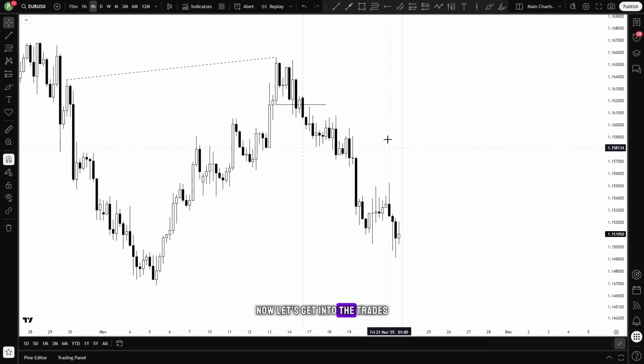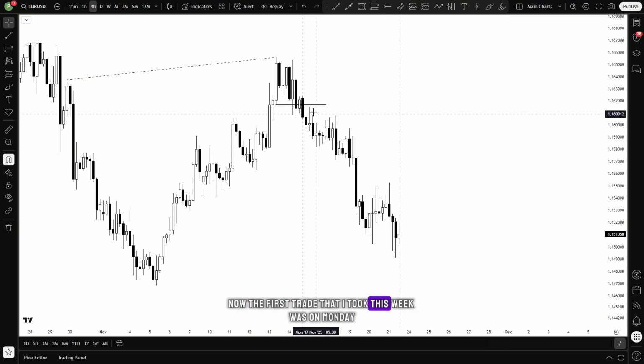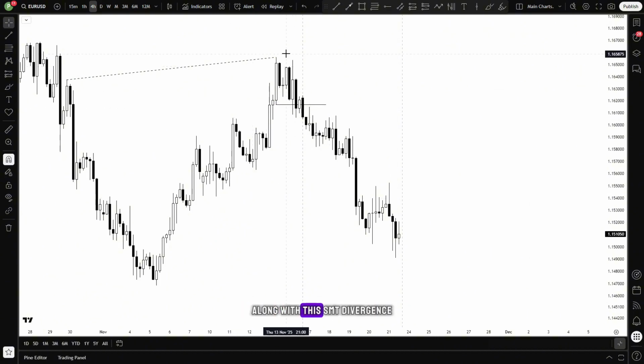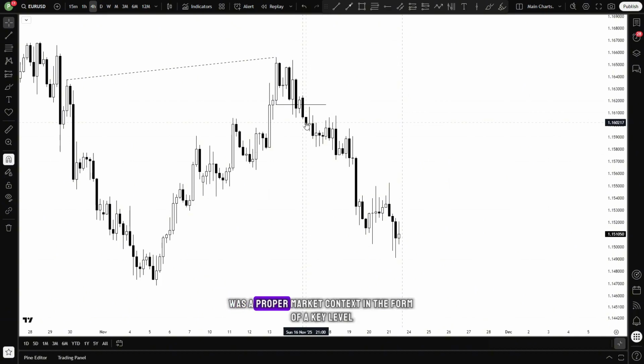Now let's get into the trades. The first trade that I took this week was on Monday. Since I had already established a bearish directional bias coming into the week, because we had established this new change in the state of delivery to the downside, along with this SMT divergence, all I needed on Monday on the 4-hour was a proper market context in the form of a key level in a candle range to frame my execution.